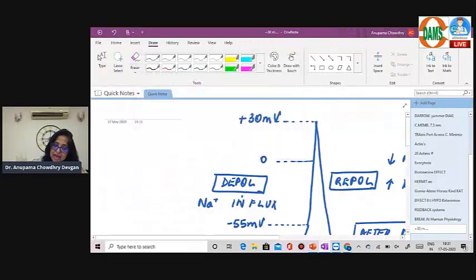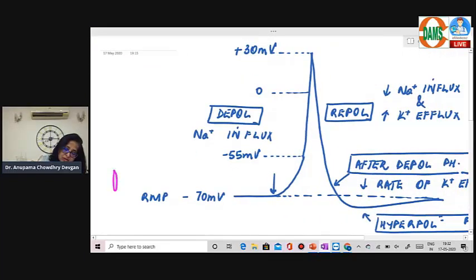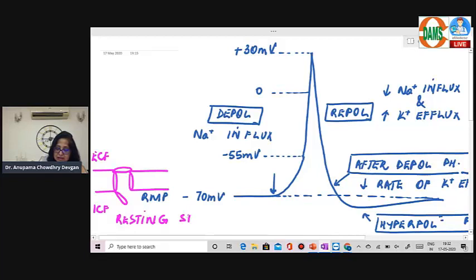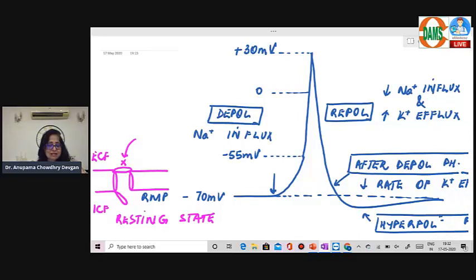Now, sodium channel at rest. When the cell is at rest, this is ECF, this is ICF. The activation gate is closed, but the inactivation gate is open. This is called the resting state. If the activation gate is closed, there is going to be no influx of sodium. One of the gates is closed, so there can be no influx of sodium. This is when the cell is at rest. There is no movement of sodium.